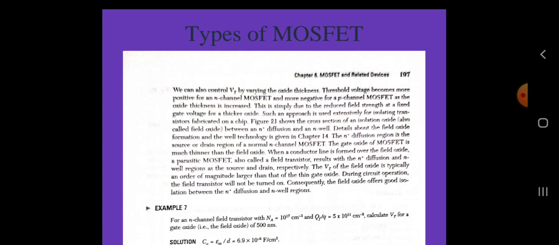When a conductor line is formed over the field oxide, a parasitic MOSFET called the field transistor results, with the N plus diffusion and N well regions as the source and drain respectively. The VT of the field oxide is typically orders of magnitude larger than that of the thin gate oxide. During circuit operation, the field transistor will not be turned on. Consequently, the field oxide offers good isolation between N plus diffusion and N well regions.